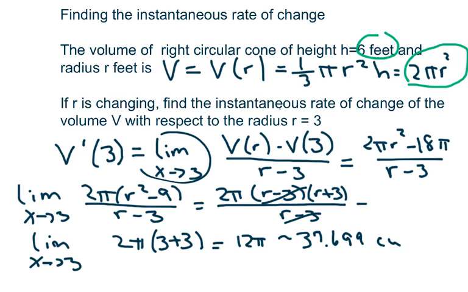37.699 cubic feet per 1 foot change in the radius.